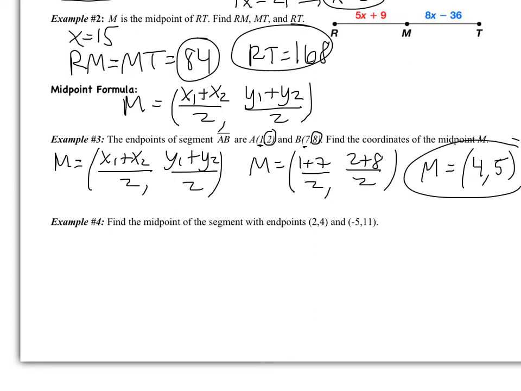Example 4 is very, very similar. It says find the midpoint of the segment with the given endpoints. So right now I want you to take your time, pause the video, and do this one on your own, please.